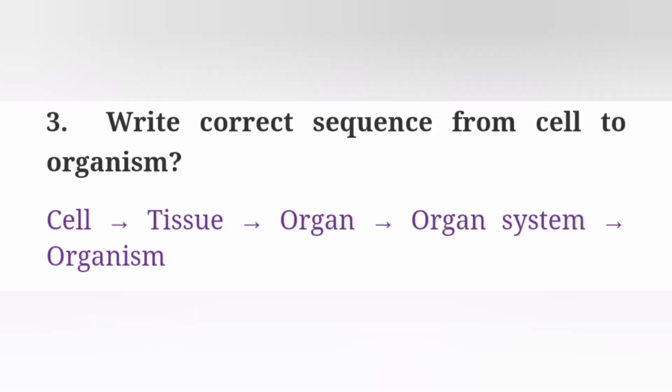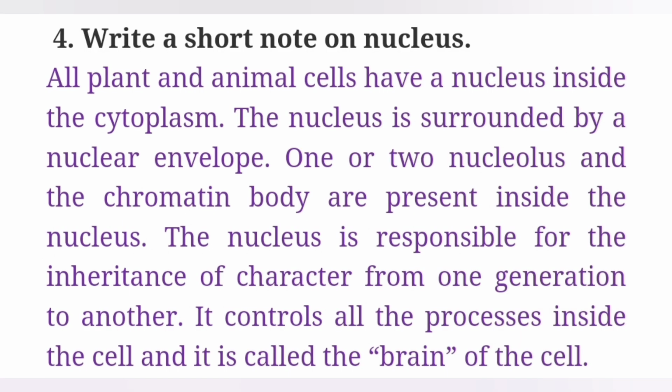Third question, write the correct sequence from cell to organism. Cell, tissue, organ, organ system, then organism. Fourth question, write a short note on nucleus. Answer, all plant and animal cells have a nucleus inside the cytoplasm. The nucleus is surrounded by a nuclear envelope. One or two nucleoli and the chromatin body are present inside the nucleus. The nucleus is responsible for the inheritance of characters from one generation to another. It controls all the processes inside the cell and is called the brain of the cell.